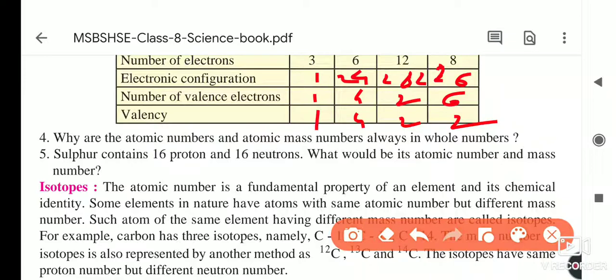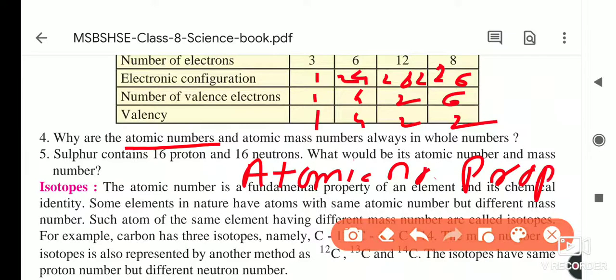So if you see here, always, atomic number and mass number are whole numbers. The reason behind it is this: what is atomic number? Atomic number means the number of protons. Atomic number depends on protons. Protons are always present in whole numbers. They are not present as half, 1/4 or 3/4. They are present as 1, 2, 3. That's why atomic number depends on protons, and that's why it is a whole number.